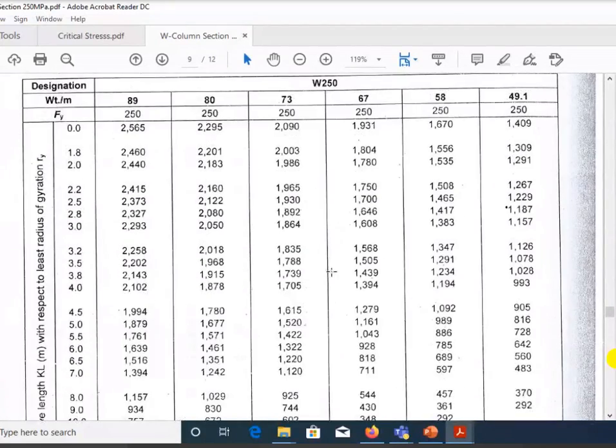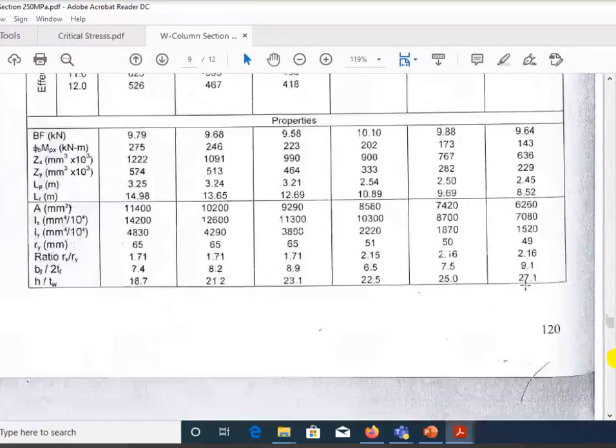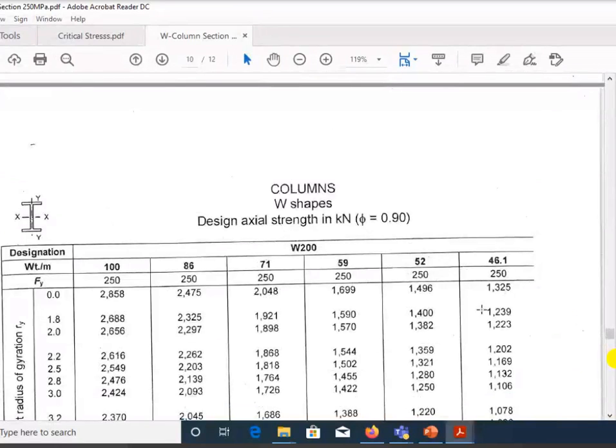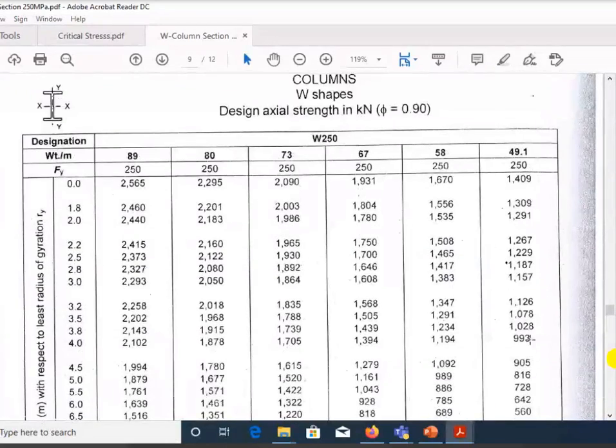So on this page, this section has the capacity of more than 975, corresponding to effective length 4 about the y-axis. And what is the weight? W250, and the weight is 49.1. So this is lighter. 49.1 is lighter than 52. So 52 could be our second trial if this section fails. For our first trial, the section will be this one, because this is the lightest one, 993.